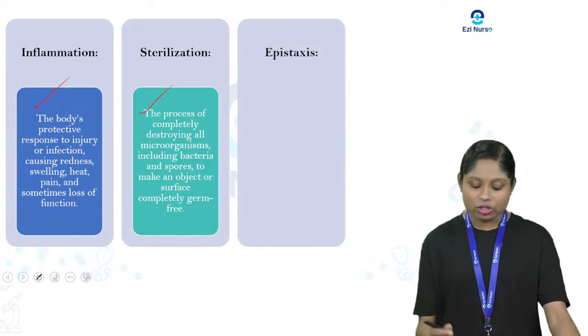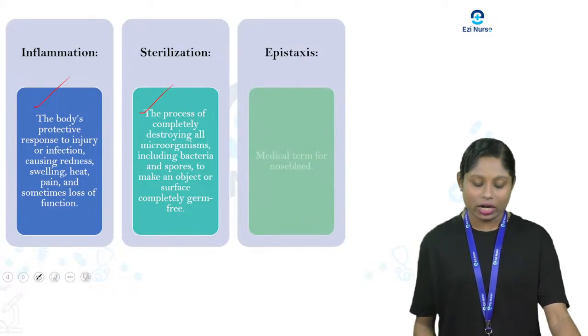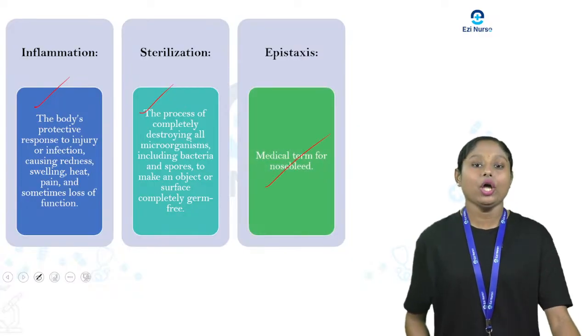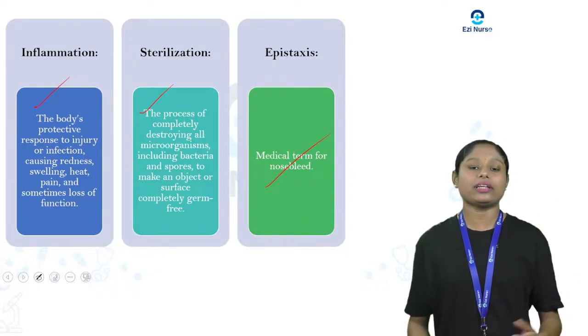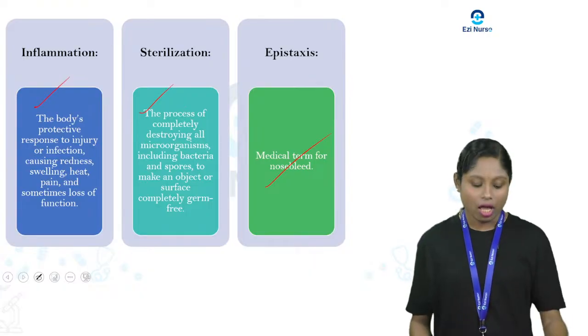The third word that we are going to discuss is epistaxis. So what is epistaxis? Medical term for nosebleed, the bleeding from the nose. So that is what is defined as epistaxis. It is bleeding from the nose.